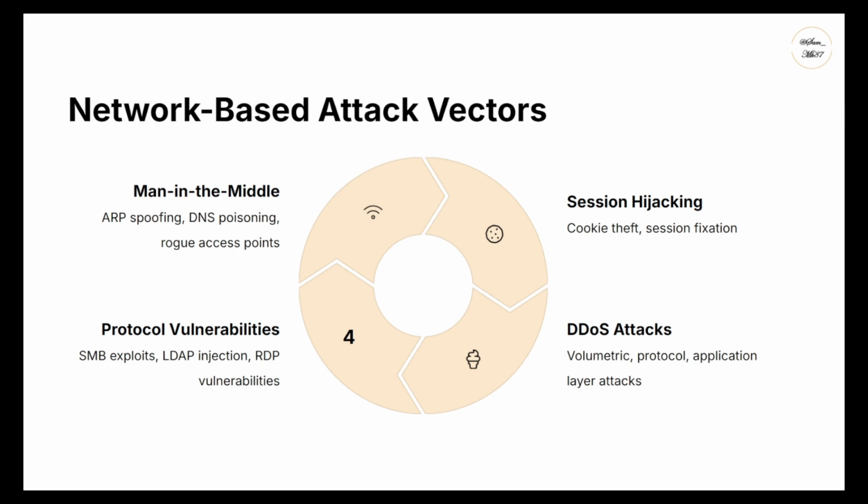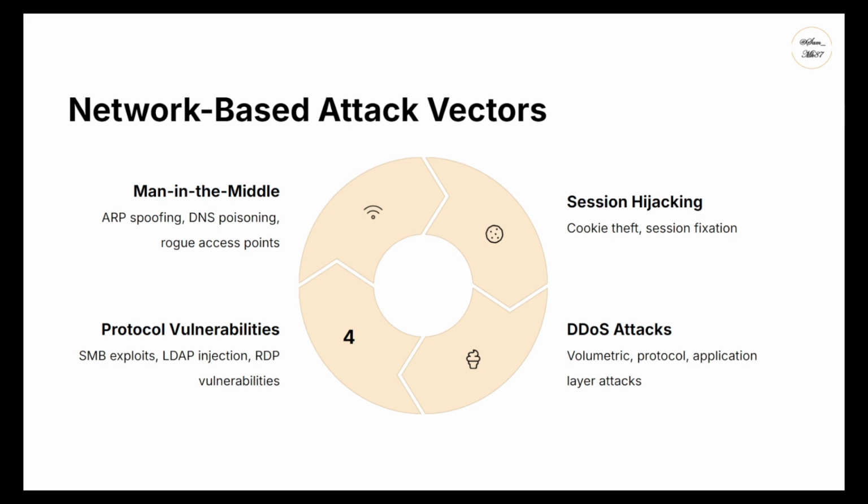This involves intercepting communication between two parties without their knowledge. Techniques include ARP spoofing, where attackers trick a network into routing traffic through them; DNS poisoning, which redirects the user to malicious sites; and setting up rogue access points that mimic legitimate Wi-Fi networks to capture data.